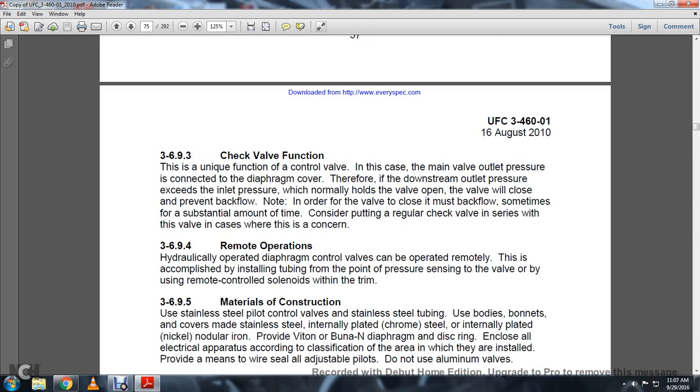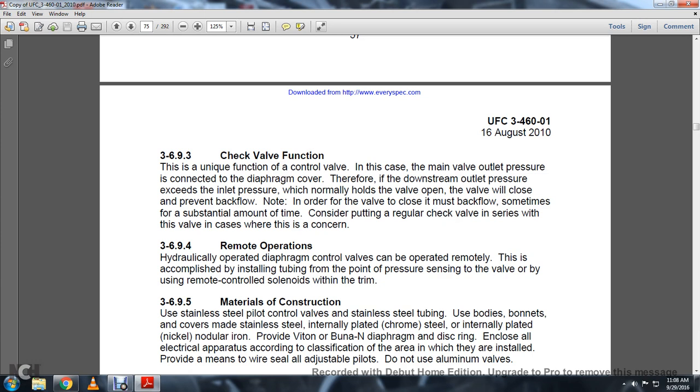3693 Check valve function. In this unique function of the control valve, the main valve outlet pressure is connected with the diaphragm cover. Therefore, when the downstream outlet pressure exceeds the inlet pressure that normally holds the valve open, the valve will close and prevent the backflow. Note that in order for the valve to close there must be backflow, which sometimes takes a substantial amount of time. Consider putting in a regular check valve in series with the valve in the case of concern.